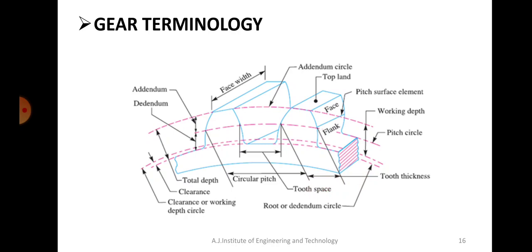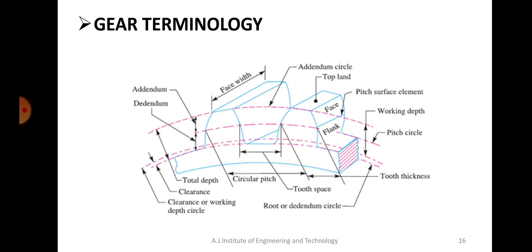Now, what do you mean by dedendum? Addendum means the distance from the pitch circle to the addendum circle. In a similar way, dedendum means the distance from the pitch circle to the dedendum circle. The circle passing through the bottommost point of the teeth is called the dedendum circle or root circle, and the distance from the dedendum circle to the pitch circle is called dedendum.